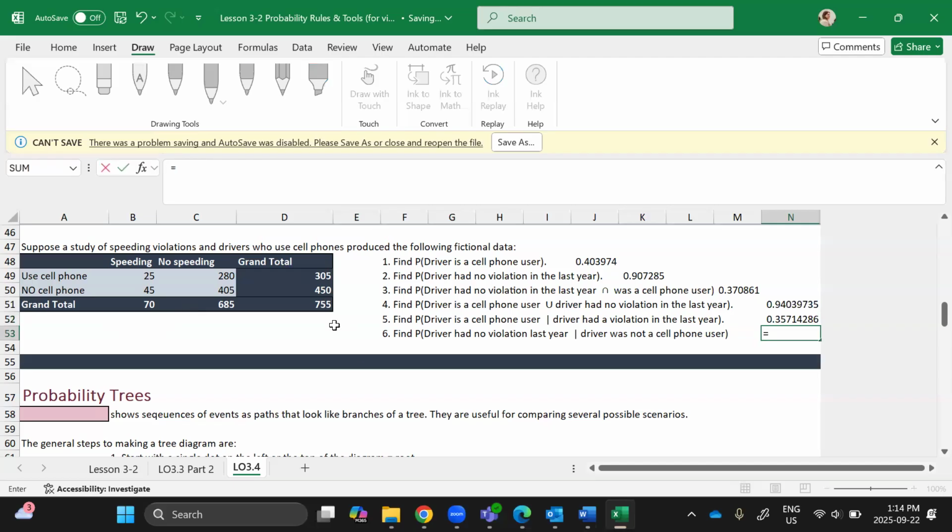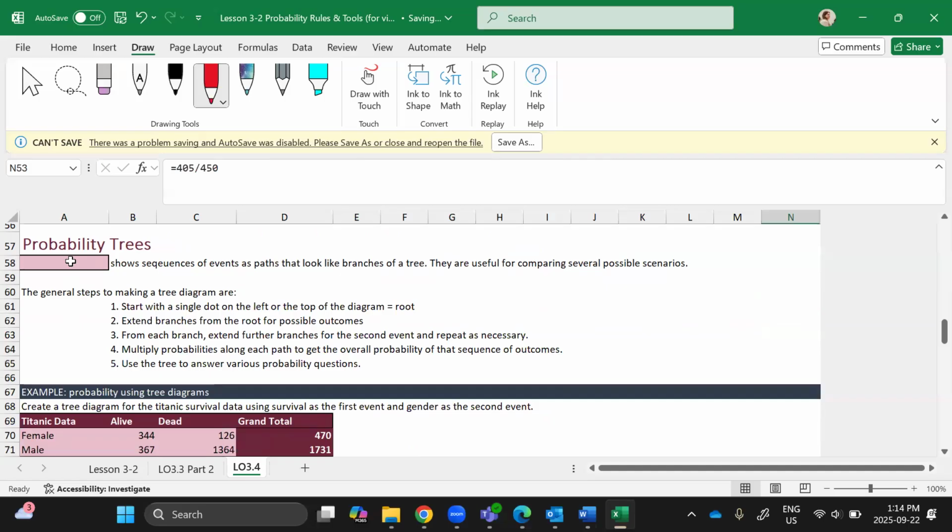And the final one, a driver had no violation given they were not a cell phone user. So look where both happen. No cell phone, no violation. That's 405 people. And because we're given they were not a cell phone user, look at the total number of people that were not cell phone users. That's 450. That gives me 90%. And that's an example of a contingency table to help you visualize probability answers.